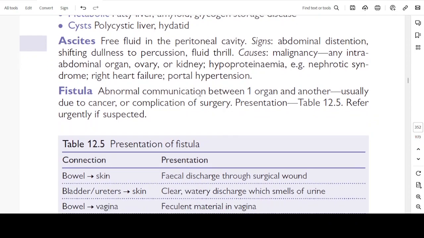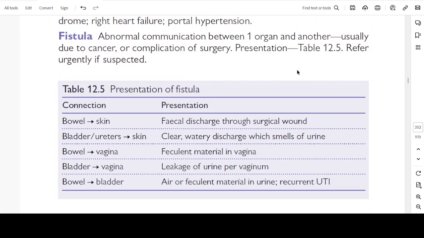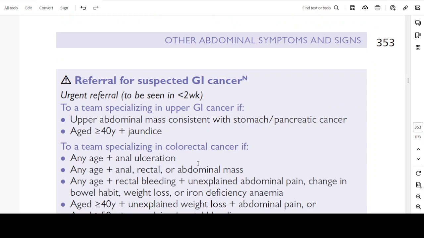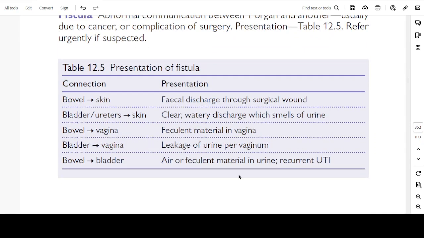Fistula is an abnormal communication between one organ and another, usually due to cancer or complications of surgery. Presentations are in table 12.5; refer urgently if suspected. So, bowel to skin fistula: fecal discharge from a surgical wound. Bladder or ureter to skin: clear watery discharge which smells of urine. Bowel to vagina: fecal material in the vagina. Bladder to vagina: leakage of urine per vaginum. Bowel to bladder: air or feculent material in the urine or recurrent urinary tract infections. So you need to refer urgently if you suspect any fistula.